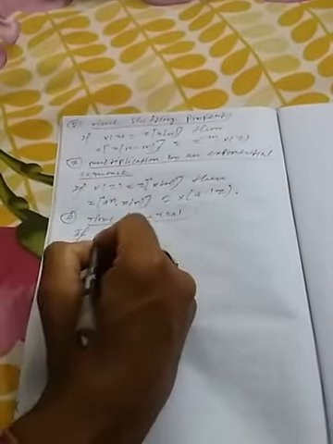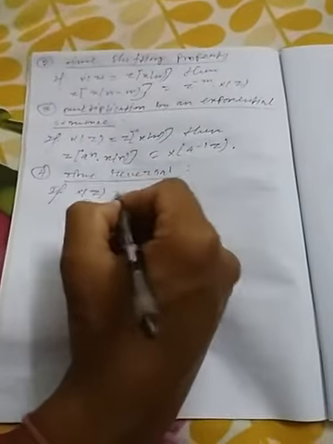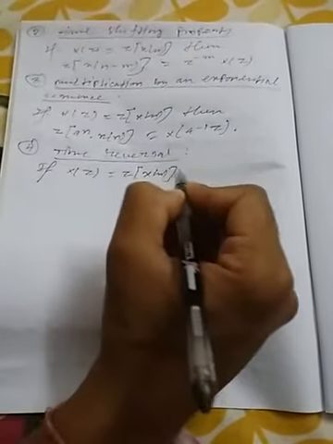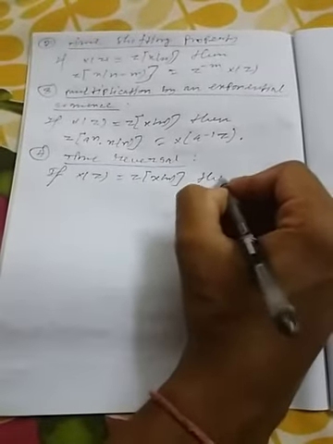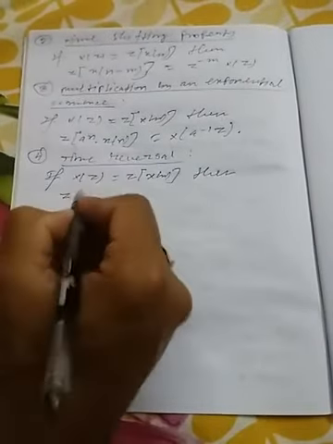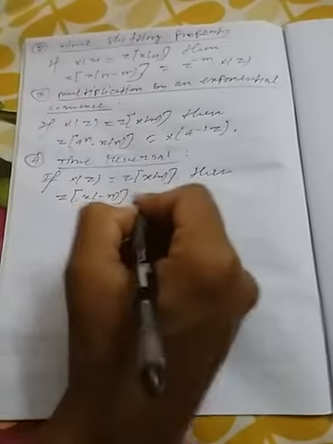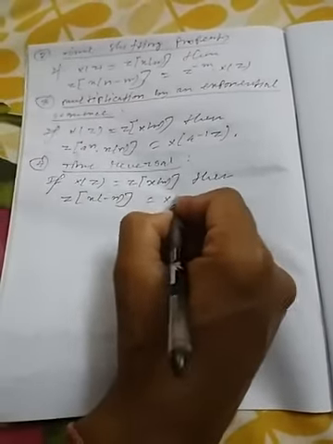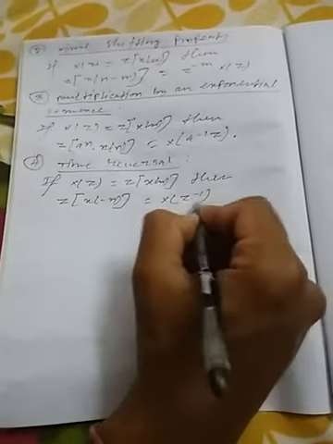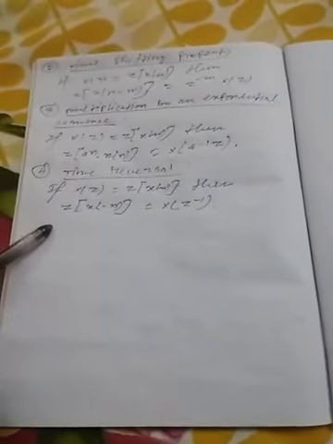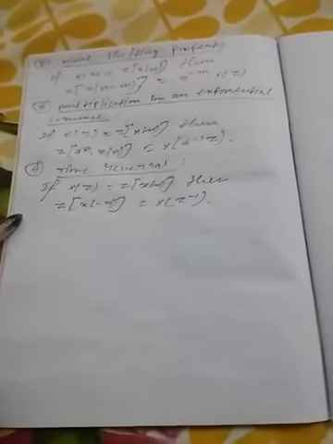Now number 4 is the time reversal property. If X(z) is the Z transform of any sequence x(n), then the Z transform of x(minus n) is equal to capital X of z inverse. This is a very important property. Just remember the time reversal property.